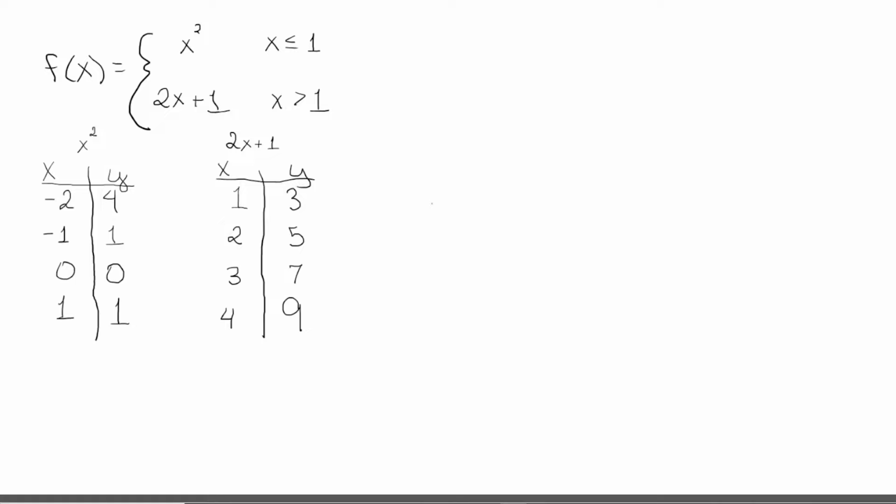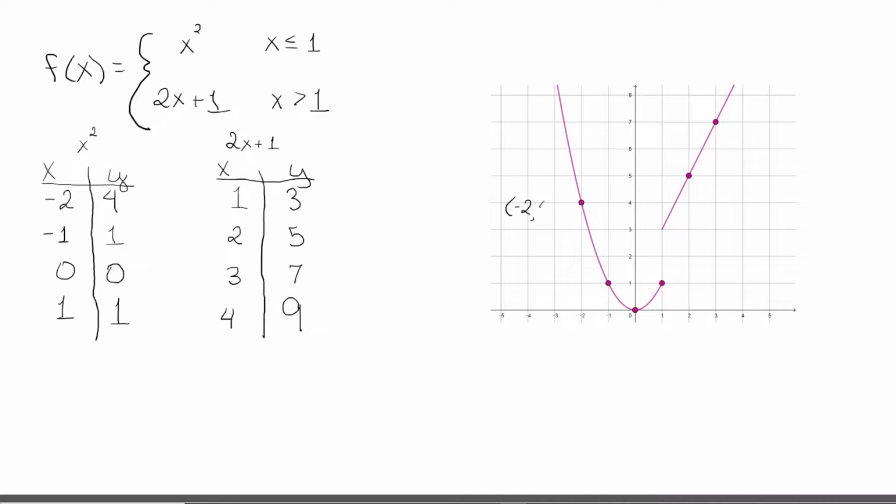I'm now going to plot these points and connect the dots. When I plot these, I have -2, 4, -1, 1, 0, 0, and 1, 1 for the first group. The second group, remember 1, 3 is technically not on the graph, but we do have 2, 5, and 3, 7. 4, 9 is off of the current picture I have here. But this value of 1, 3 is going to be important in this graph. In particular, we can see that point right here at the end of the line segment.